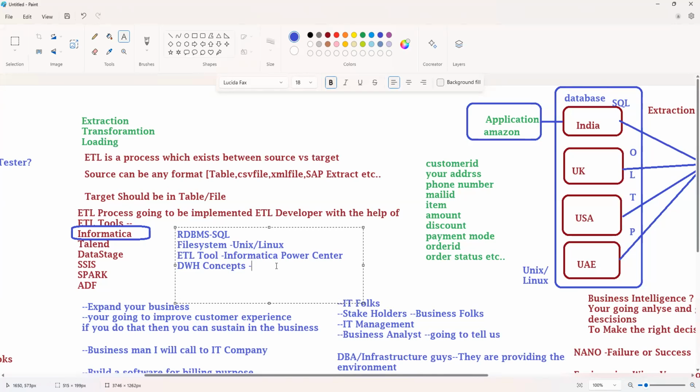Now, being a tester, what do you have to do? You should know testing concepts. And other than that, you should know end-to-end execution, like how to build the test cases from scratch, from requirements to the end. Are you clear? Anybody have any doubts? You can ask me.